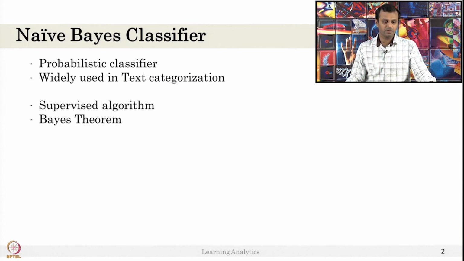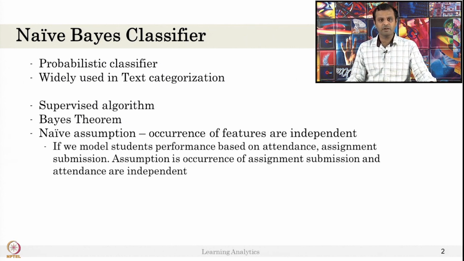It is based on Bayes theorem, that is why it is called naive Bayes. So, what is naive? There is a naive assumption here that is very important. Bayes theorem is very simple, you might have used it in probability classes, but the naive Bayes classifier assumes that the features are independent, that is the main assumption.